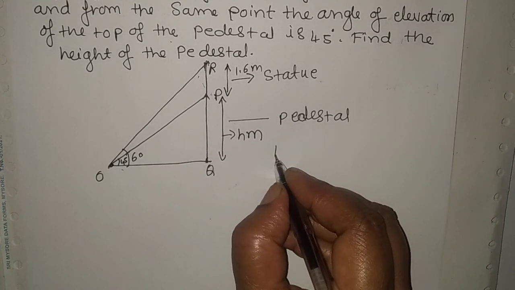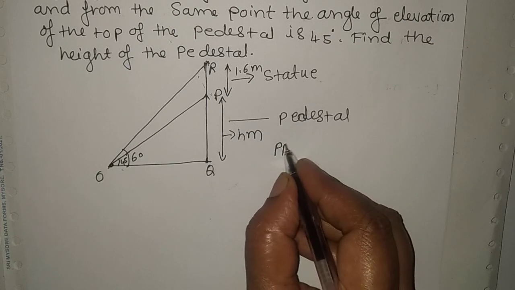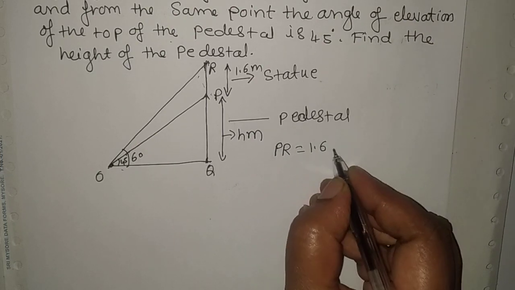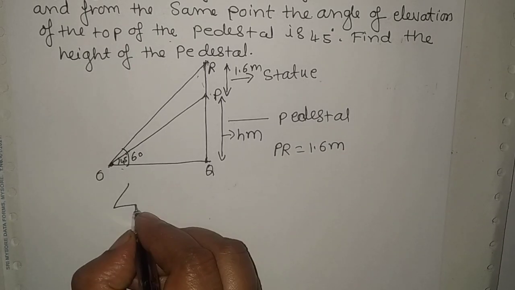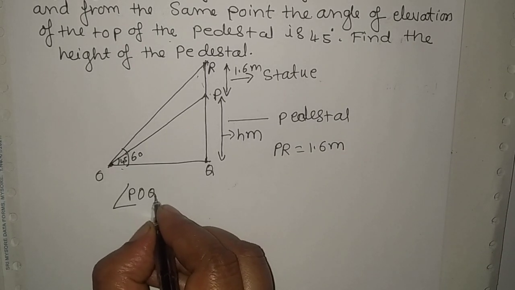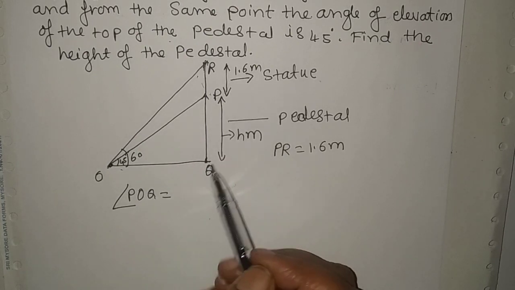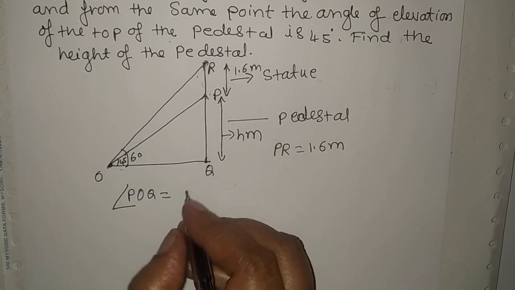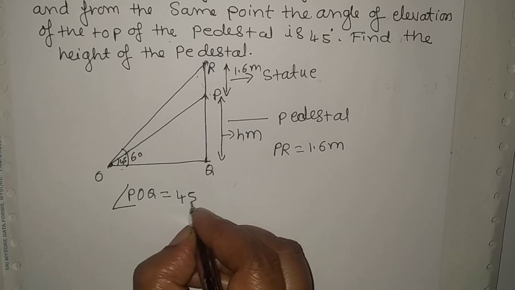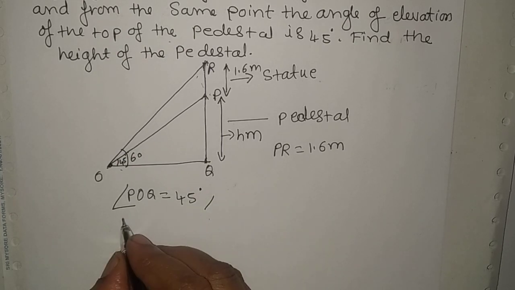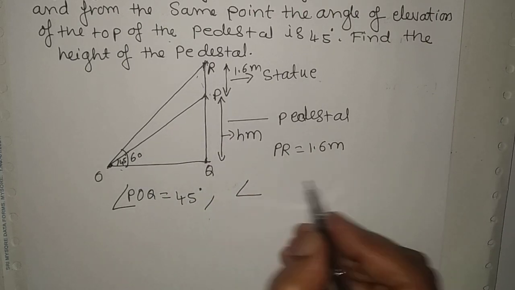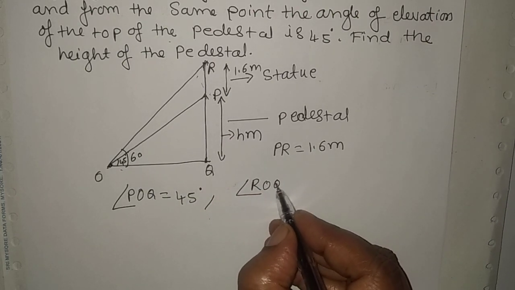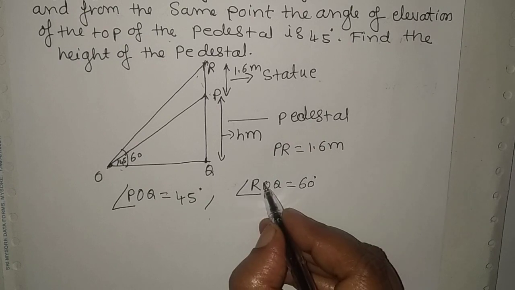So PR is given as 1.6, that is the statue height. Now the angle POQ is equal to 45 degrees. Then angle ROQ is equal to 60 degrees.